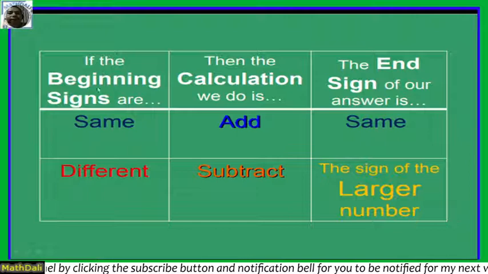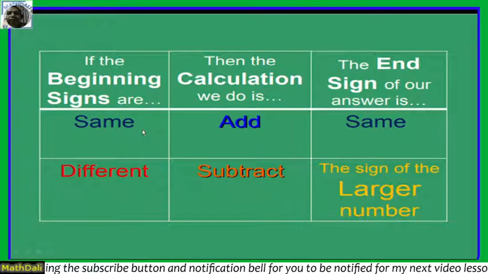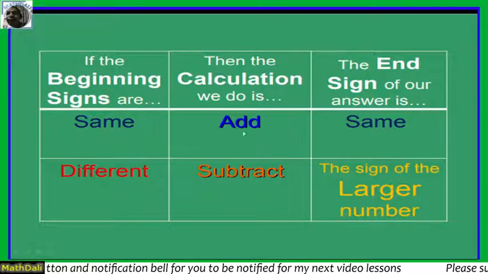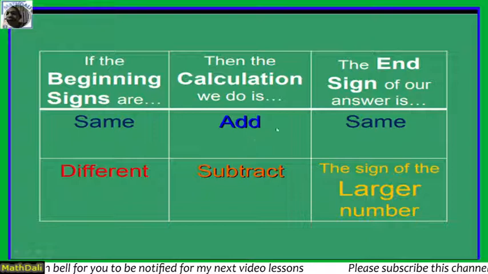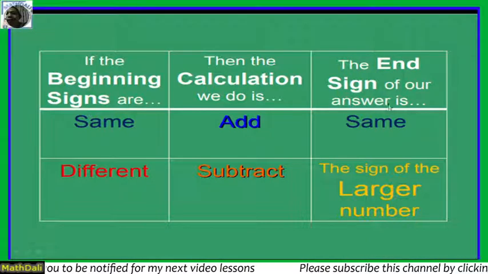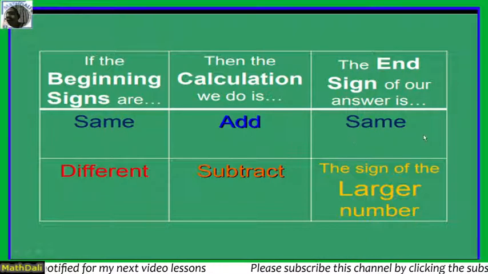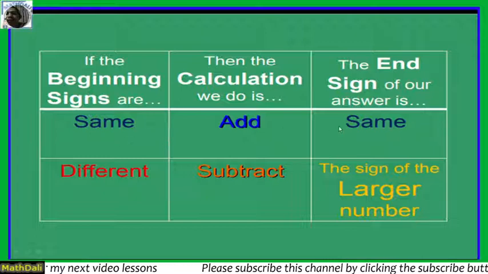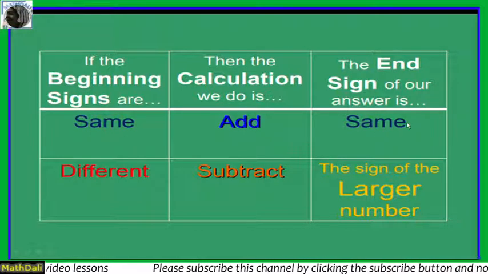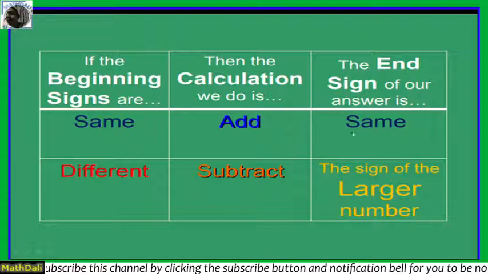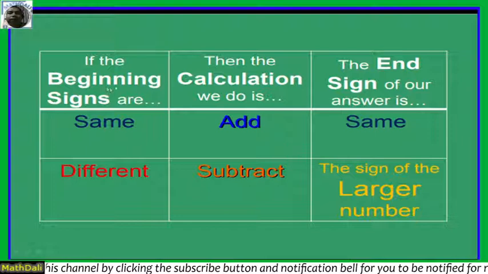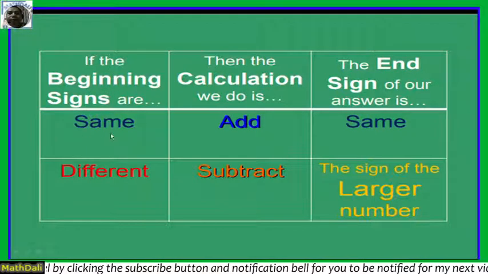Okay, so yan. And another technique we have is, if the beginning signs are the same, then the calculation we do is add. Yan, kung same yung sign ng integer, i-add ninyo. Then the end sign of our answer will be the same. Kung yan ay same negative, then it will be negative yung sa final answer. Kung yan ay positive, then ang sign ng sagot natin ay positive din. Yan, kapag nag-add tayo ng parehas yung sign.